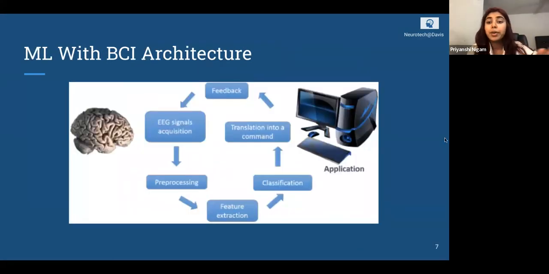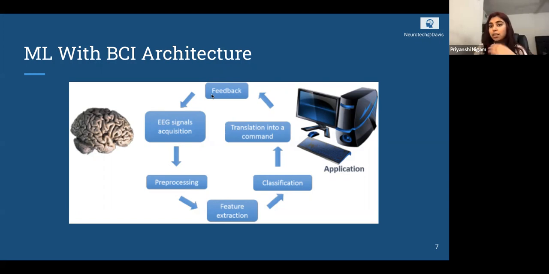Okay, so now let's get into, really quick, how machine learning would look with a BCI architecture. First, it would start right here. You would start with EEG signal acquisition, and if you watched the last video or one of the previous videos, you know how we acquired signals from the brain. You do the electrode placement and you get the signals, and you would pre-process the data, then feature extraction, classification, translation into a command, and feedback.